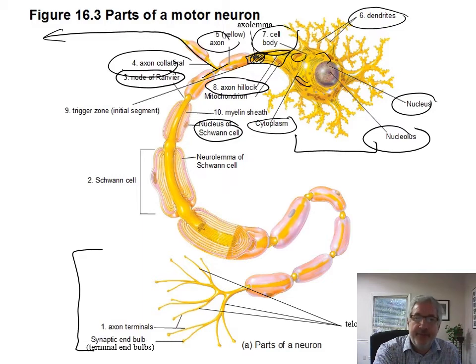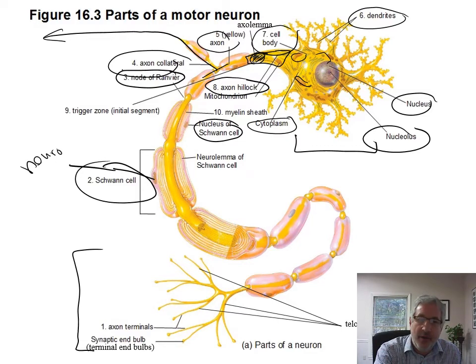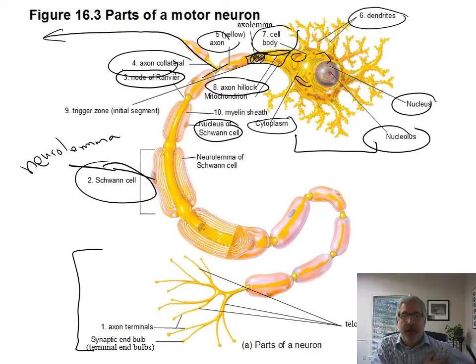Okay. So that's where all the impulses collect and they fire from there. They zip down this axon. Then you have the Schwann cell shown here, and here's your nucleus. The neurolemma is where the nucleus is.